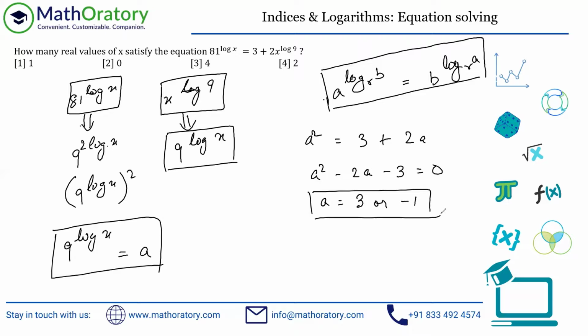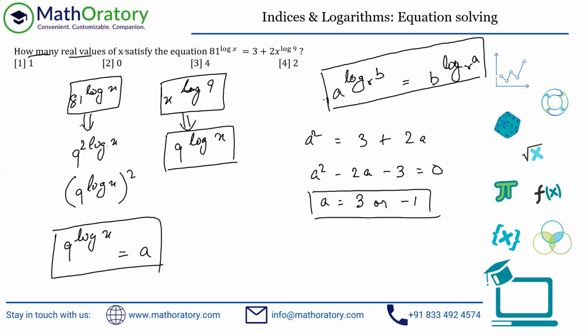Sum of the roots is 2 and the product of the roots is minus 3. Now, once we have obtained this, we're looking for real values of x, right? How many real values of x are there? We don't need to find the value of x, but how many real solutions of x are possible?